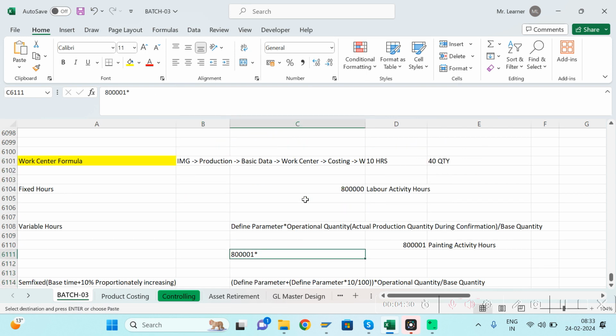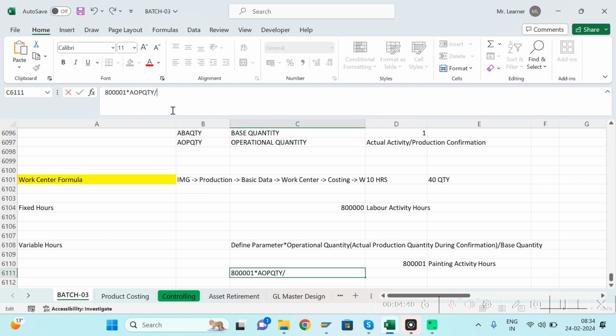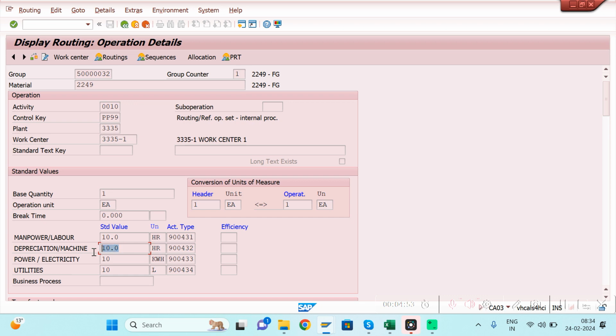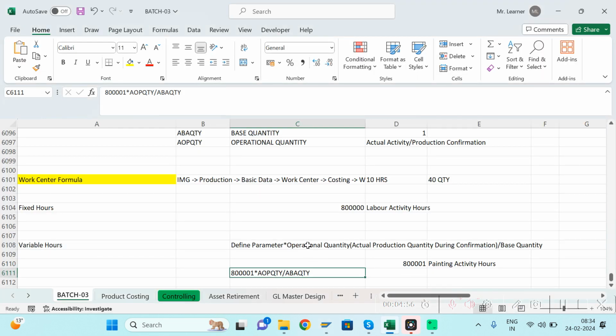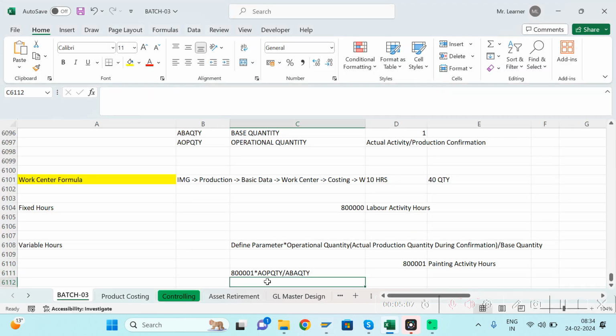So this is the code. This code divided by your base quantity. So this is the formula. Your parameter, whatever is there, multiplied by your actual quantity you have produced, that you will confirm during the activity confirmation, production confirmation time, divided by your base quantity. This is your base quantity. So this is the formula it will give.